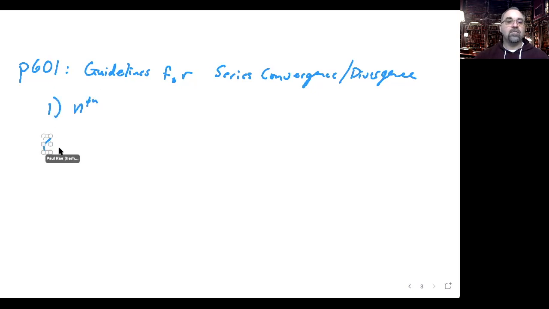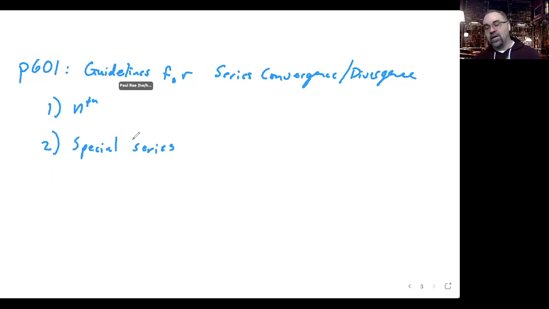So step one, look at the nth term divergence test. Step two, is it a special series? If it is, then use that, because those are simple techniques. Okay, now we get down to step three.